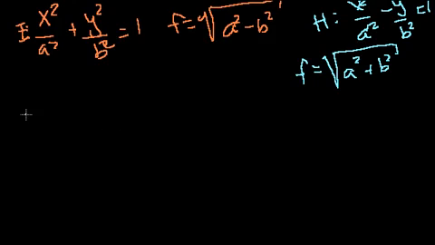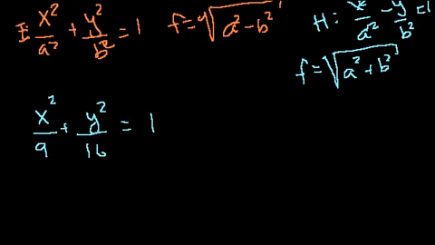So if I were to give you the following hyperbola, x squared over 9 plus y squared over 16 is equal to 1. Well, the first thing we could do is figure out the focal length just by plugging into the formula. The focal length is equal to the square root of a squared plus b squared. This is a squared, right? A is 3, b is 4. So 9 plus 16 is 25, whose square root is 5.